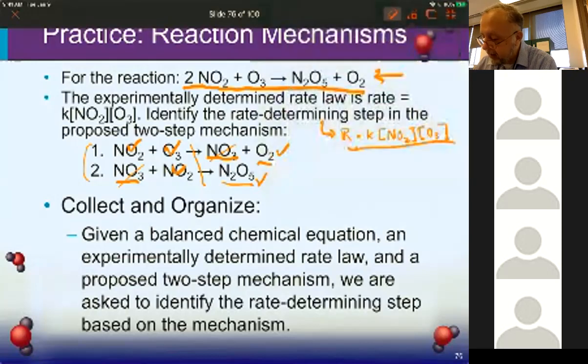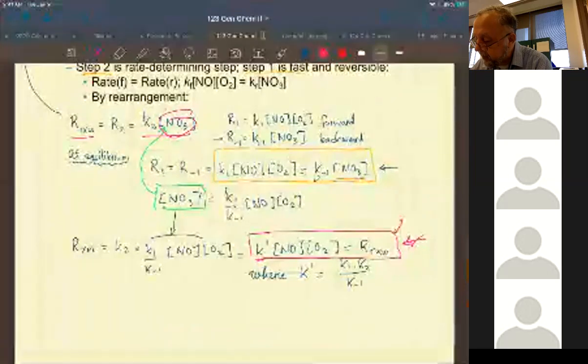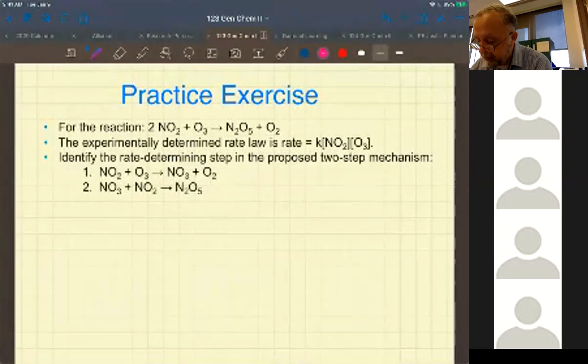Let me take a little bit out here. Too much writing. Okay. So it says to identify the rate determining step in the proposed two-step mechanism. So we need to actually write the rates of the reaction for each of those reactions and see how they look like. And I think I want to move to my notes. I think I have this one here. Yeah, we had that.